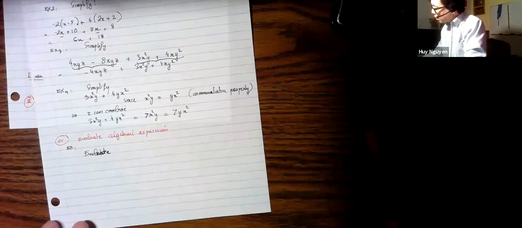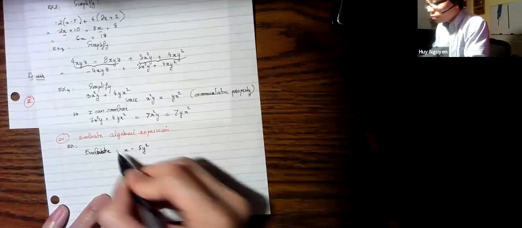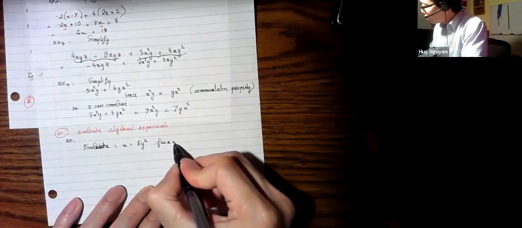I want you to evaluate x minus 5y squared, for x equal 2 and y equal 4.